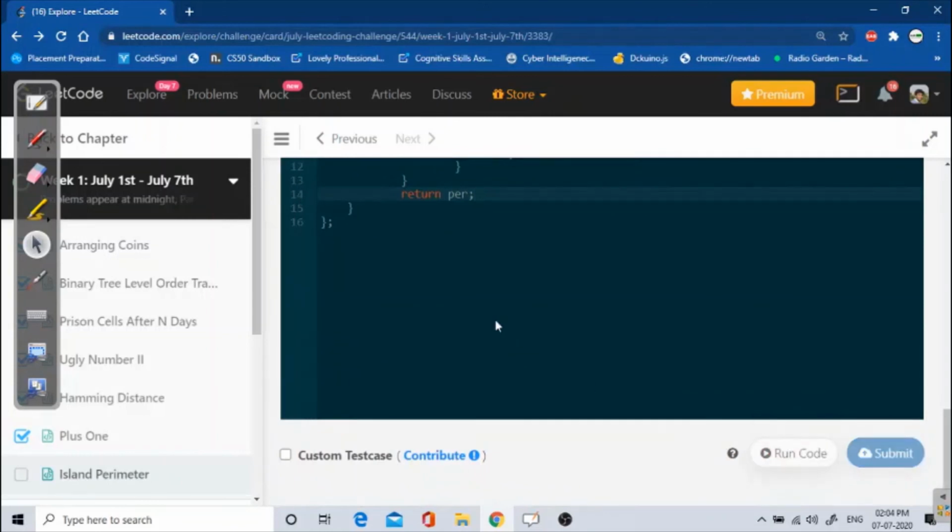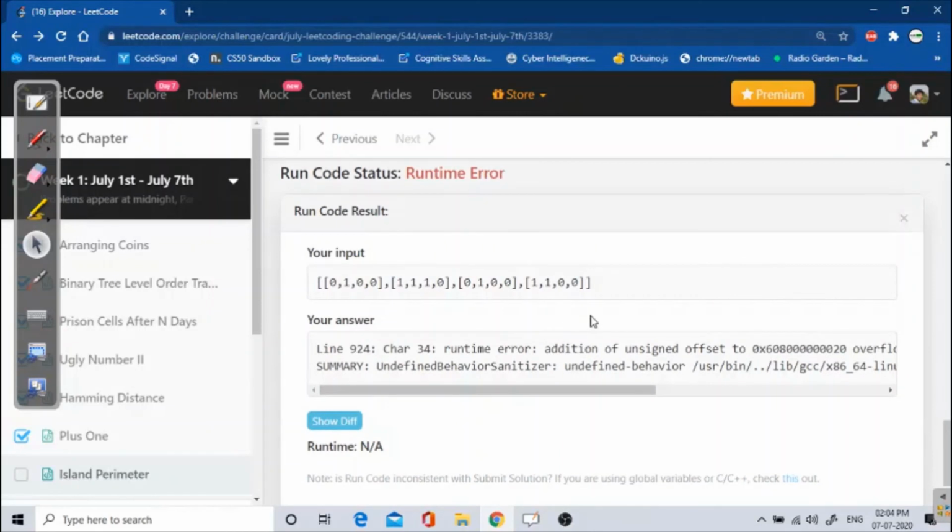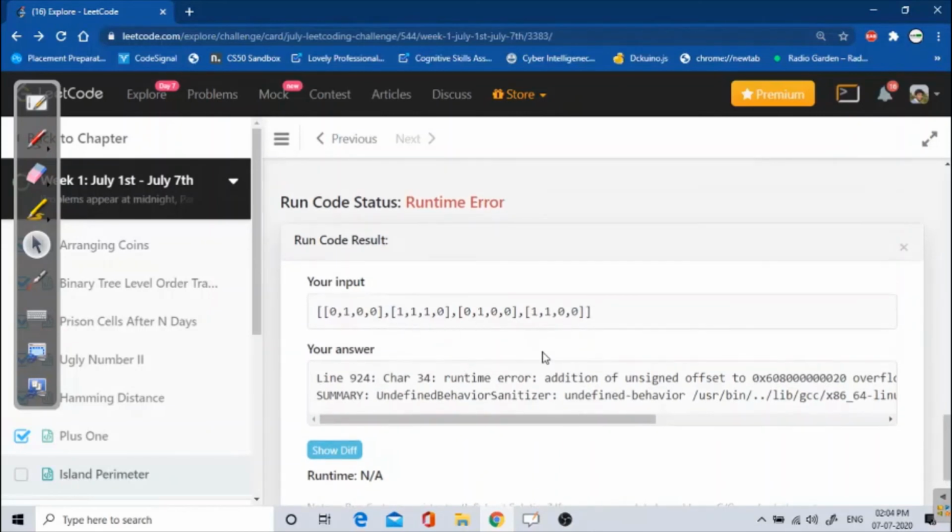And let's run now, and let's see if it is working fine or not. So we got a runtime error. So let's see what is the error.